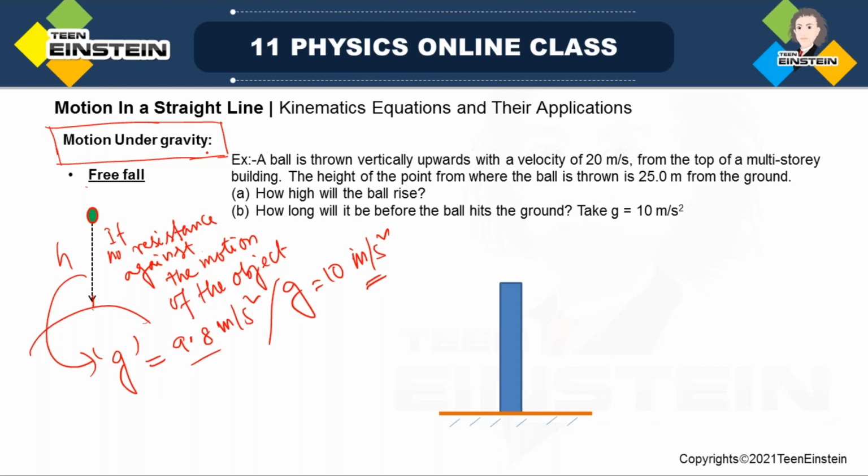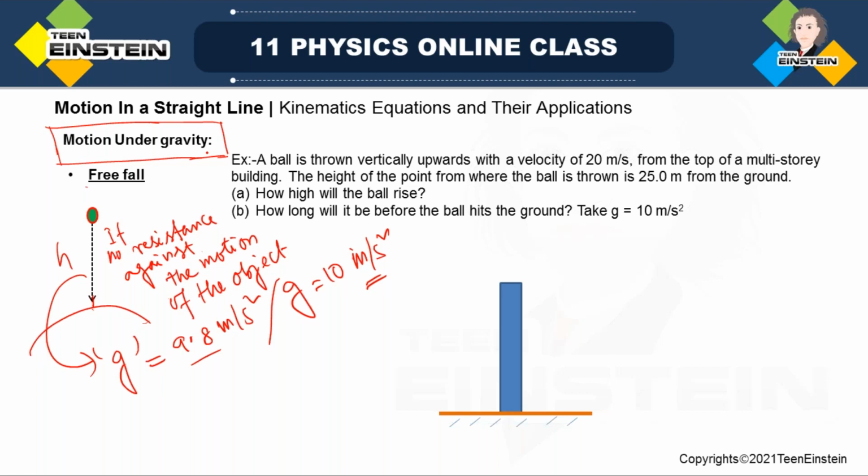It has value 9.8 meter per second square, or sometimes it will be given in your problem as 10 meter per second square also. Okay, so this is called free fall. Free fall means there is no force acting there, neither you are applying any external force on the object, nor is there any resistance like air resistance, etc.